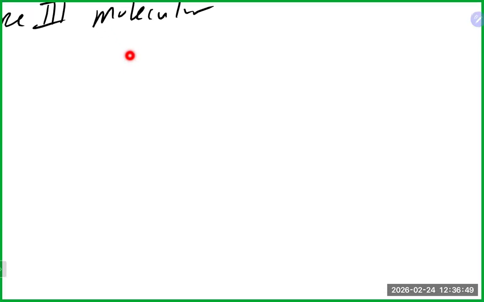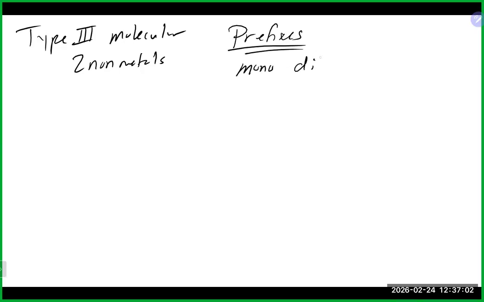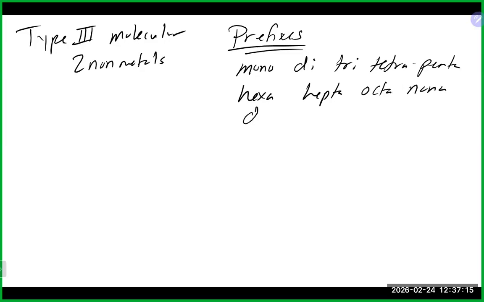Now, type 3 compounds are covalent, are molecular, and that's our sharing of electrons. That's our two nonmetals together. And that is where we actually use prefixes. So this is the place where we use prefixes. We got mono for 1, right? Di for 2, tri for 3, tetra for 4, penta for 5, hexa for 6, hepta for 7, octa for 8, nona for 9, deca for 10. I'm going to stop there, I think.